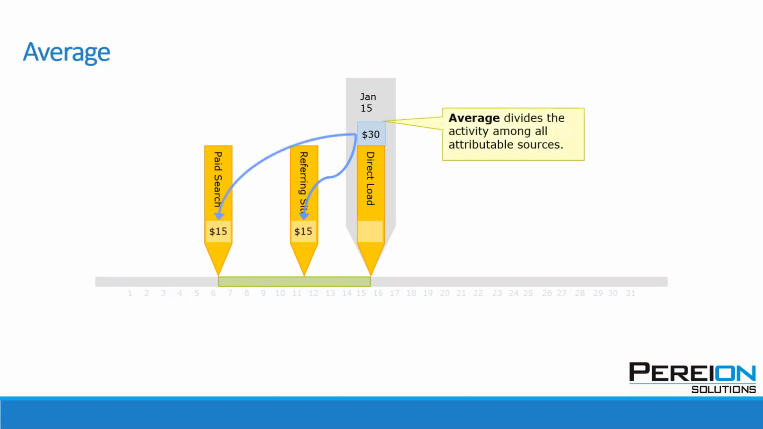The last attribution window when it comes to sequence to consider is average. The idea is that it's going to divide that conversion among all attributed sources. So in this example, you'll see that paid search and referring site split that $30 amount, and each get credit for $15 each.